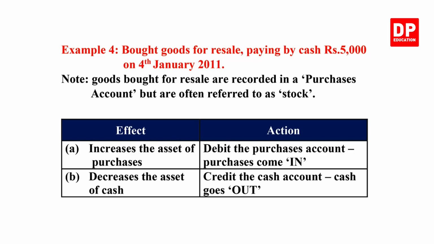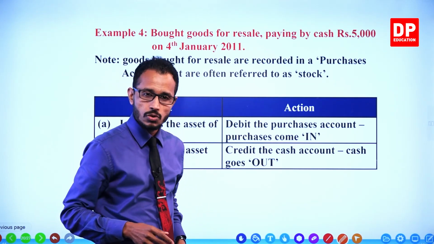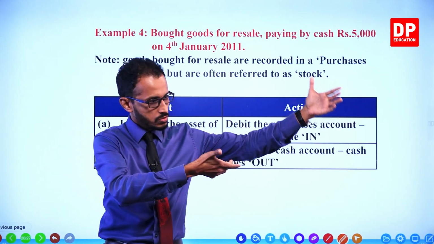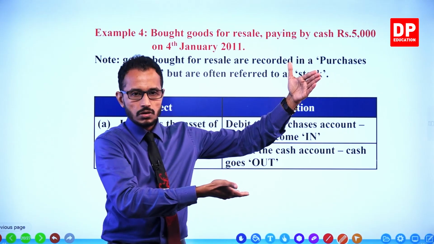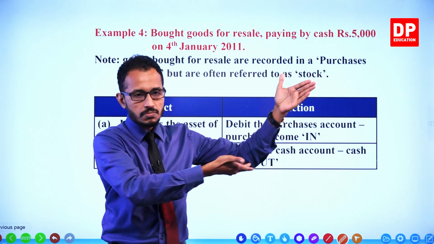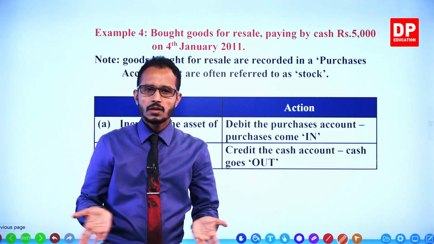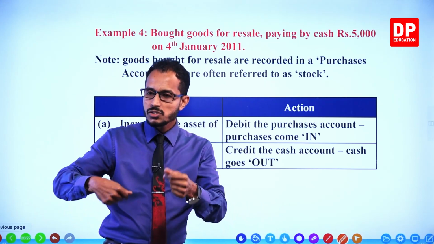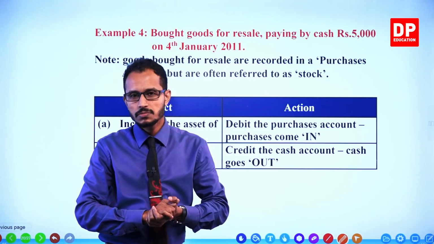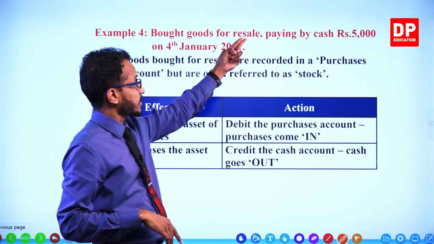Bought goods for resale. It's a grocery shop or a hardware store. They are buying goods, stock or goods, from the suppliers to the business, and the goods are resold to the customers. That's what they say. They are retailers. In such a retail business, they have bought goods for resale.